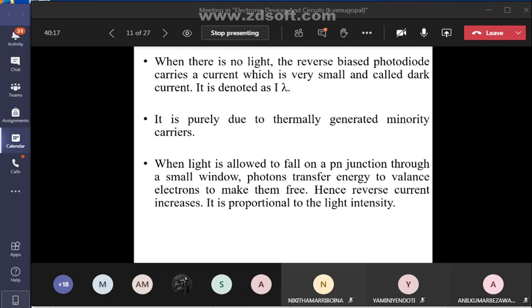When there is no light, the reverse biased photodiode carries a very small current. That current is called dark current. When light is allowed to fall on a PN junction through a small window, photons transfer energy to valence electrons to make them free. Hence the reverse current increases, and that reverse current is directly proportional to the light intensity.